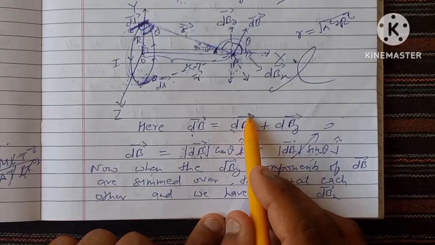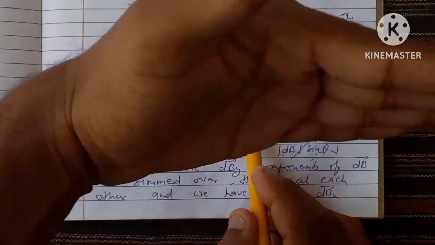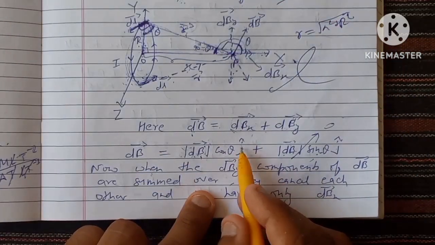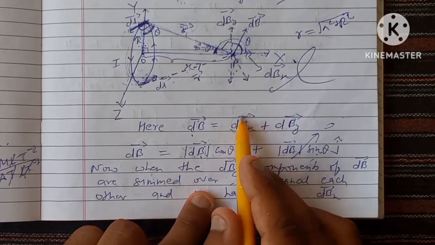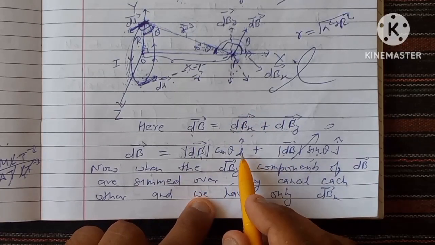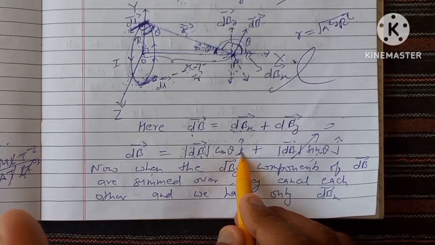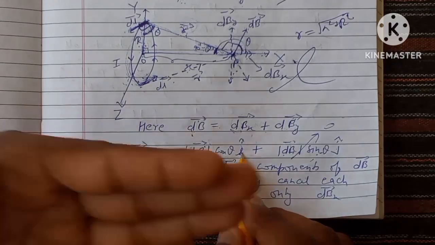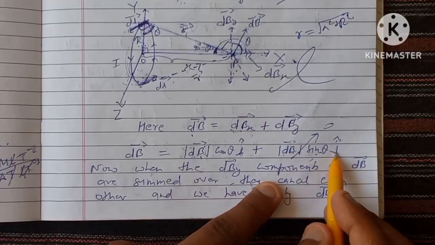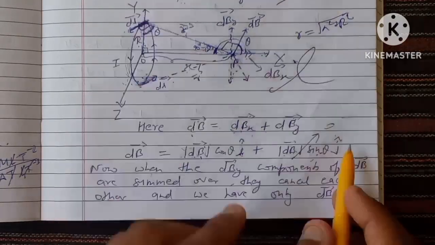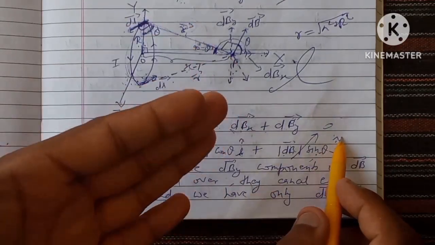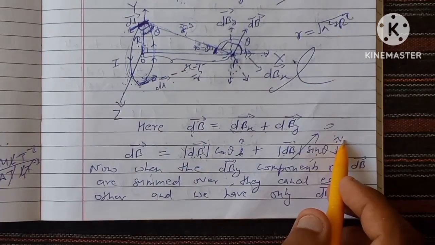Since this dBx vector is along the x direction, here i cap represents its direction; i cap is the unit vector along the x-axis. Your dBy vector is along j cap, that is along the y-axis. Here j cap is the unit vector along the y direction.